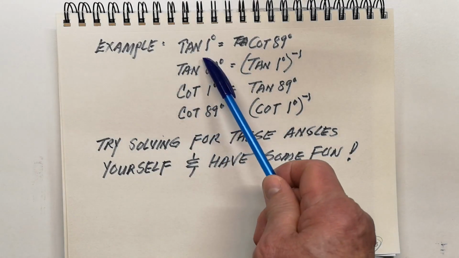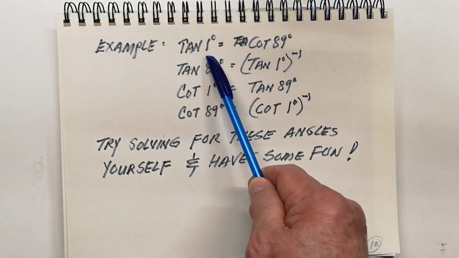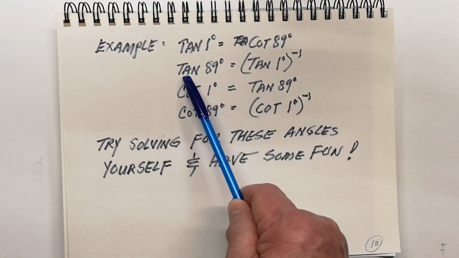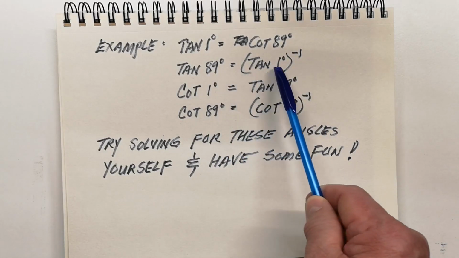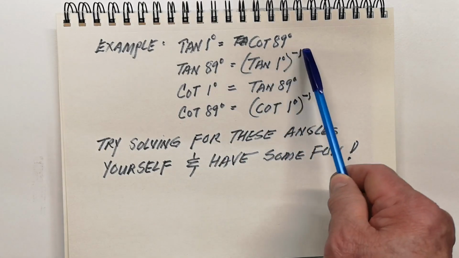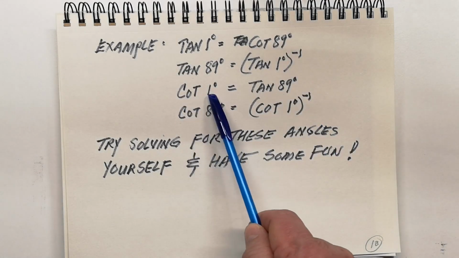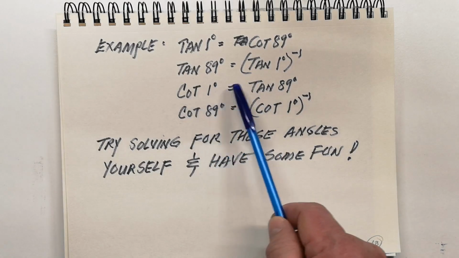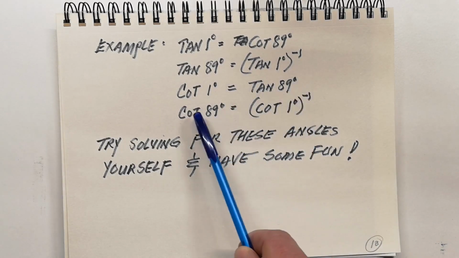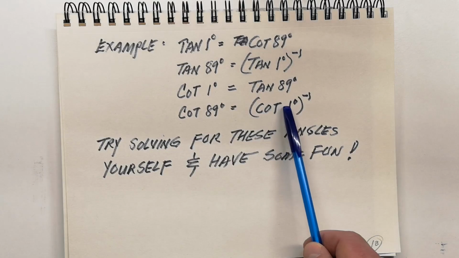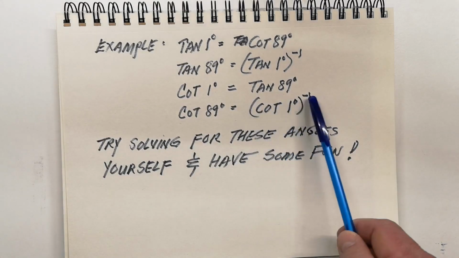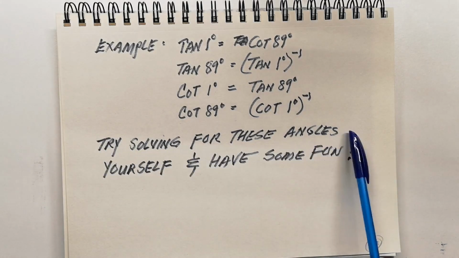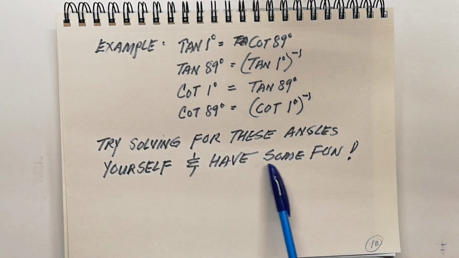For example, tangent 1 degree is equal to cotangent of 89 degrees. And tangent of 89 degrees is equal to the reciprocal of tangent of 1 degree. Cotangent of 1 degree is equal to tangent of 89. And cotangent of 89 is equal to cotangent of 1 degree raised to the negative 1, the reciprocal way. You can try solving for this angle and have fun yourself.